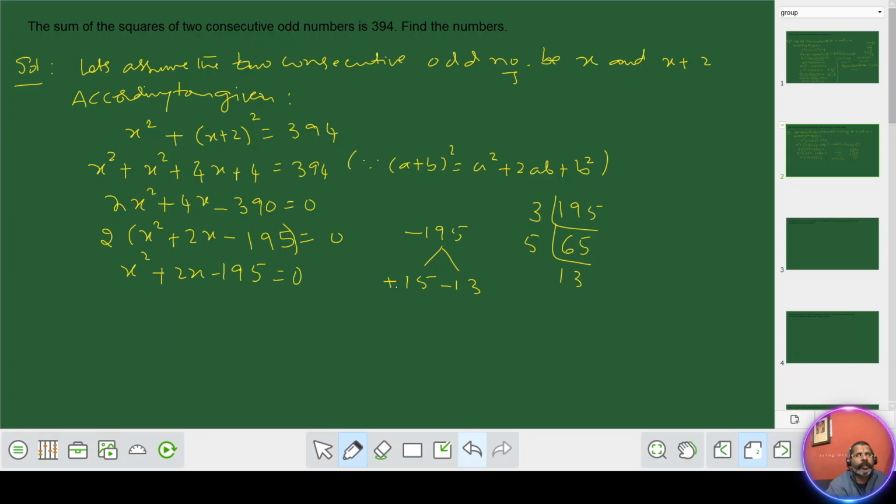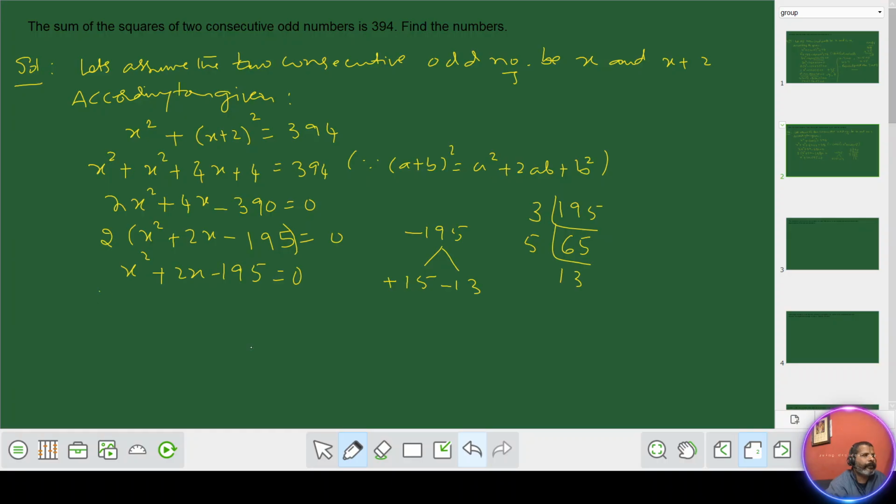Verify here before you proceed. Plus 15 into minus 13 will give minus 195. Plus 15 minus 13 when they add gives plus 2, which is the coefficient of the middle term, that is x. It should satisfy those two relations. Then you split it. Plus 2x split to plus 15x and minus 13x.